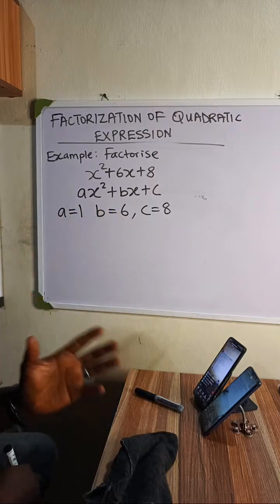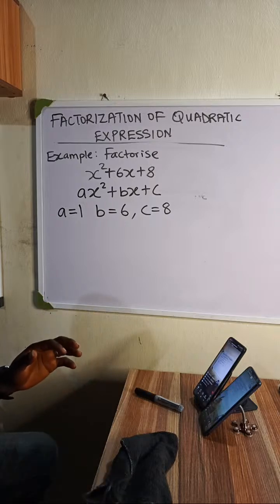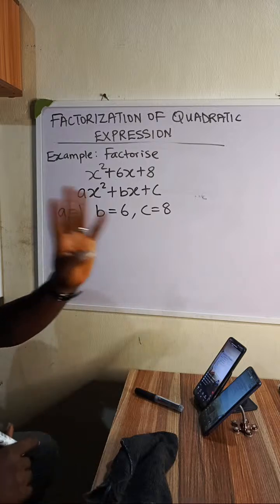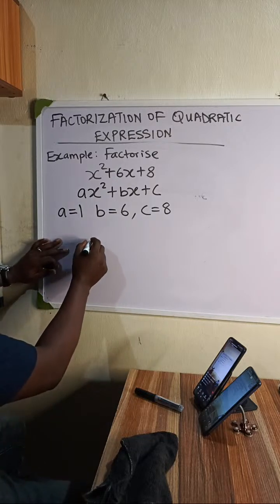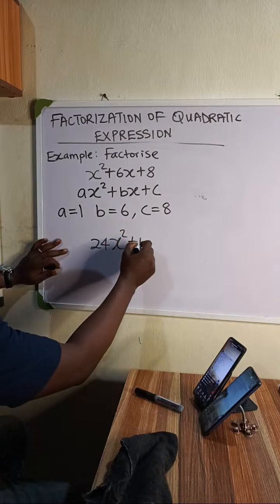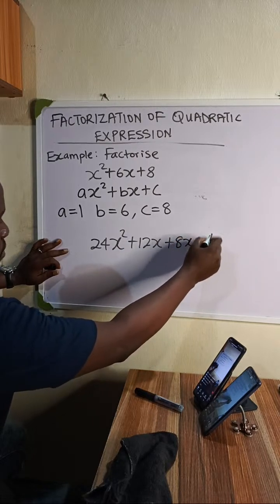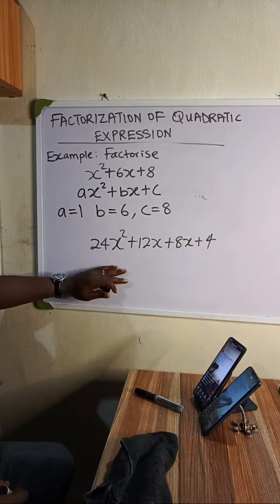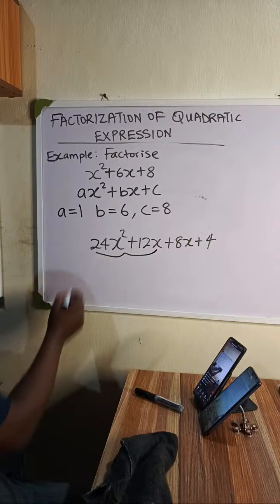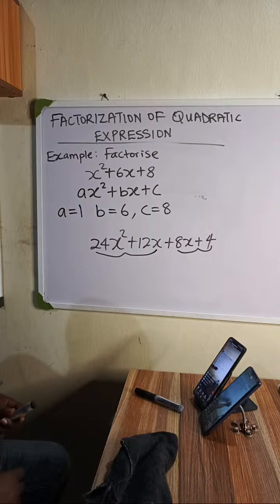So in our previous class, when we were doing factorization by grouping, we discovered that for you to factorize by grouping, you must have 4 different values. For example, if you have 24x squared plus 12x plus 8x plus 4, I'm just giving this as an example, it might not be accurate. Now, in this situation, this is one group, this is one group. So with this, you can factorize by grouping.